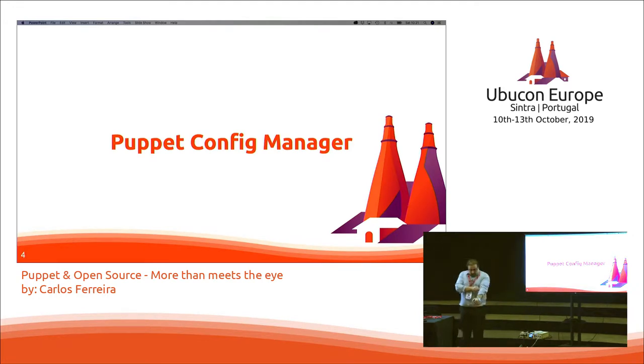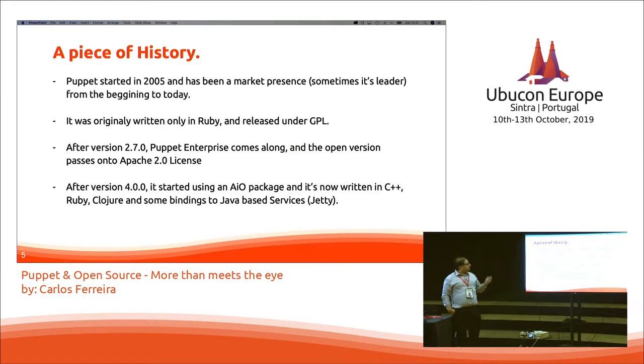A very fast talk about Puppet configuration management. A piece of history: it started around 2005 and has been present in the market, and sometimes it was its leader. Now it's not anymore. Well, it is in some markets, not in others. From the beginning up until today, it's still growing. It was originally written in Ruby and released under GPL licensing.